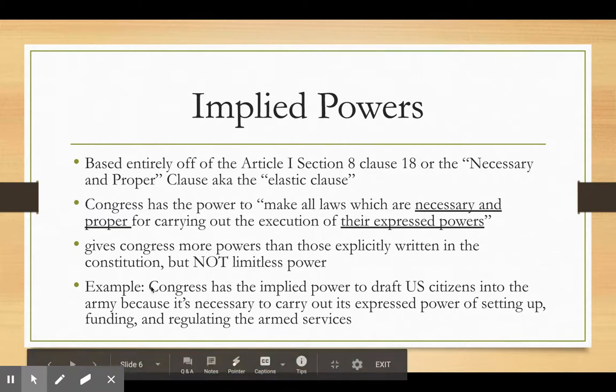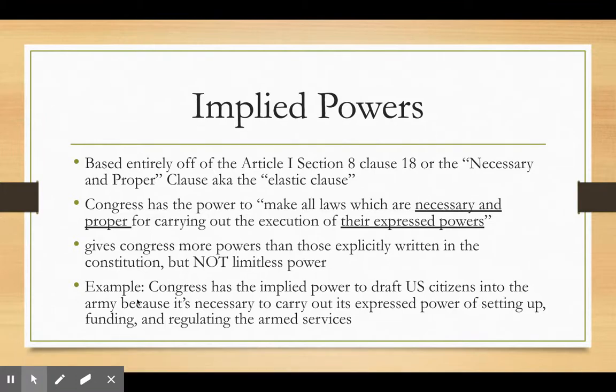Okay, so here's a really good example of an implied power. Congress has the implied power to draft U.S. citizens into the Army because it's necessary and proper to carry out its express power of setting up, funding, and regulating the armed services. So that last part is an express power of Congress. But based off of that express power, they also have the power to draft U.S. citizens into the Army. That is their implied power. It doesn't say anything about drafting people into an army in the Constitution, but they have that power because it's based off of their express power of setting up, funding, and regulating an armed services. Kind of weird. There's some really good implied powers examples on the second page of your notes that you're filling out right now as well. Okay, so if you need to scroll down there and look at some of those, there's some good stuff there.